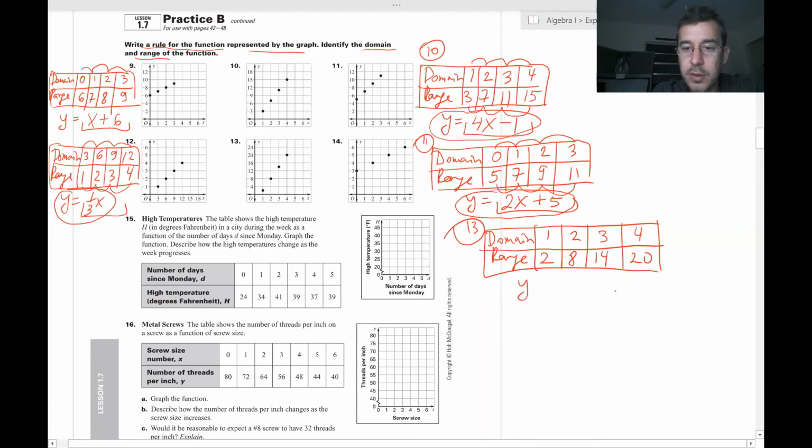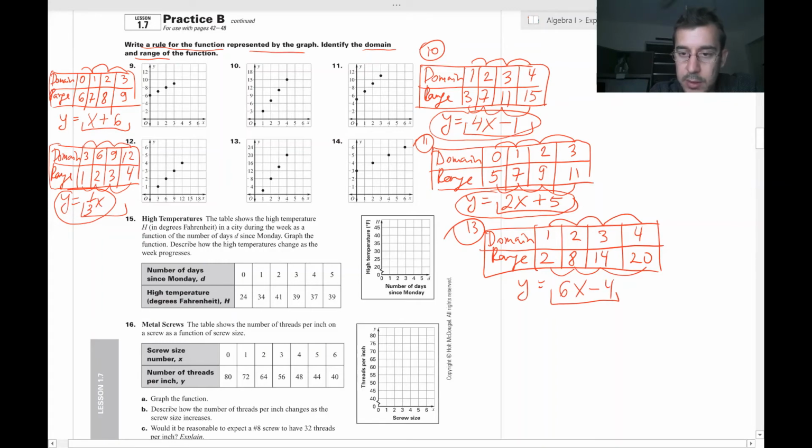The rule for the function: the domain values increase by 1. The range values increase by 6, right? So this has to be 6x, and then we have to adjust. So 6 times 1 is 6, and then minus 4 is 2, right?